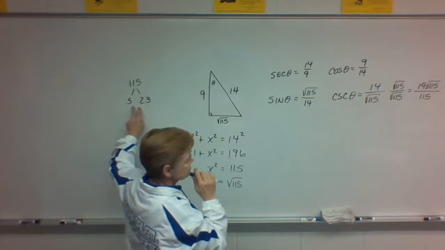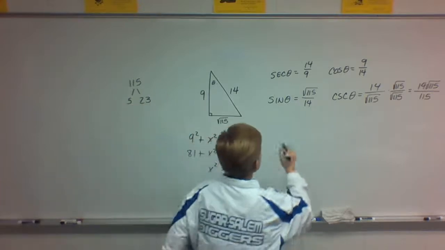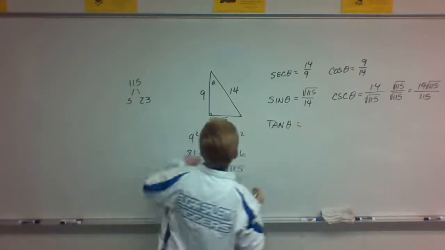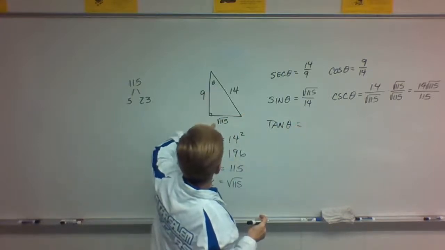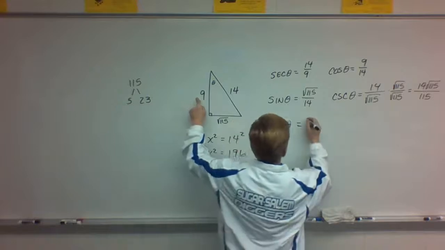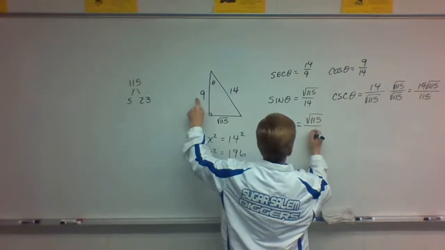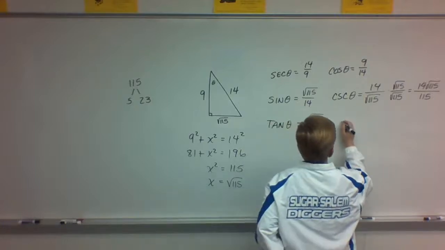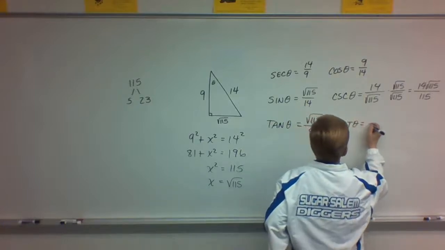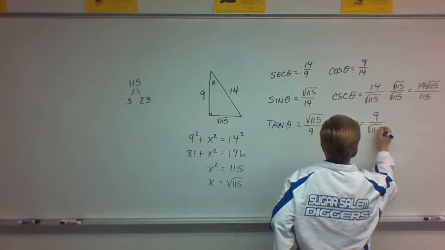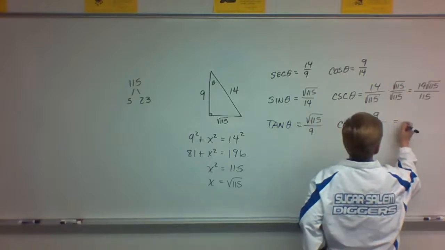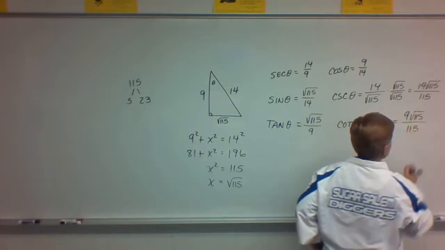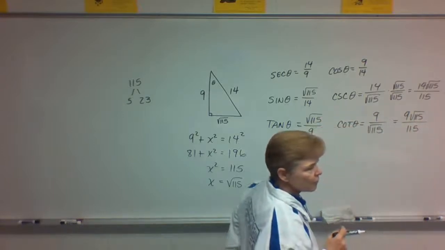5 and 23. Okay, so now we got to do the other 2, tangent. What's the tangent of theta? Well, tangent of theta is opposite over adjacent, which is the square root of 115 over 9. Rational denominator, things are good. Cotangent is going to be 9 over the square root of 115. Without writing this part down, do you realize that's going to be 9 root 115 over 115? Would you agree with that?